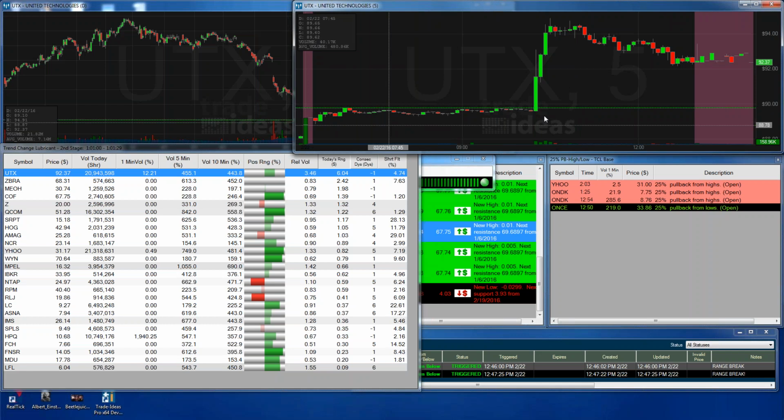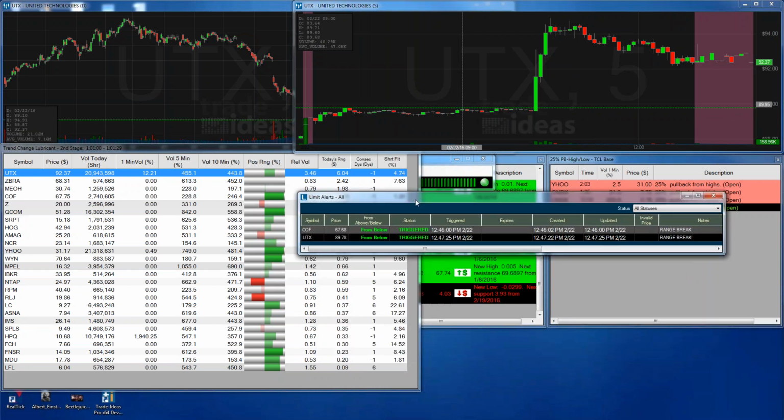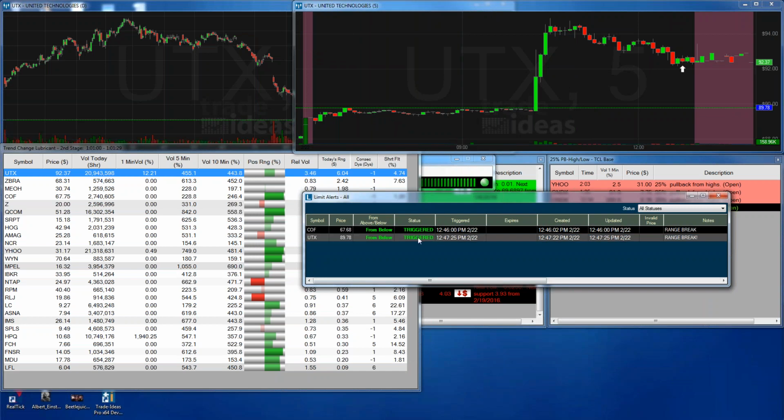And of course, everybody sees the green line here, which is in the limit alert functionality, which I'm told is very, very, very close. So you can see down here when that functionality does become available to you, UTX, boom, as soon as it cracked that level, I would have been alerted to it here as well. Now, I would have much rather have already been in the stock, but 2 separate opportunities to be in UTX today.